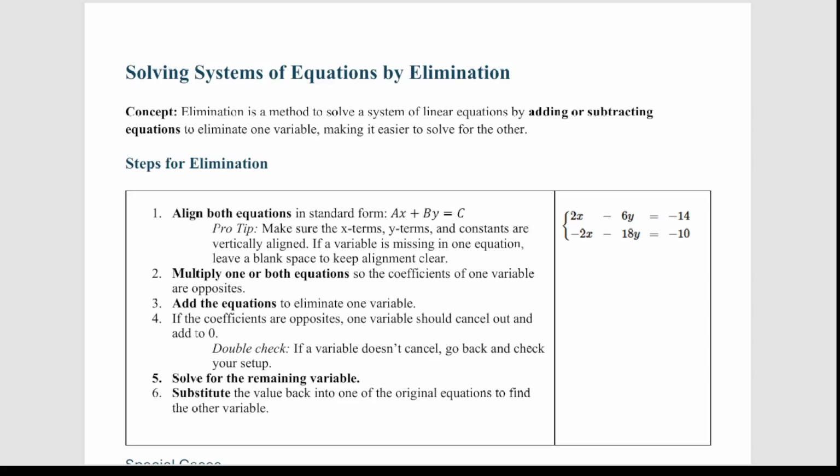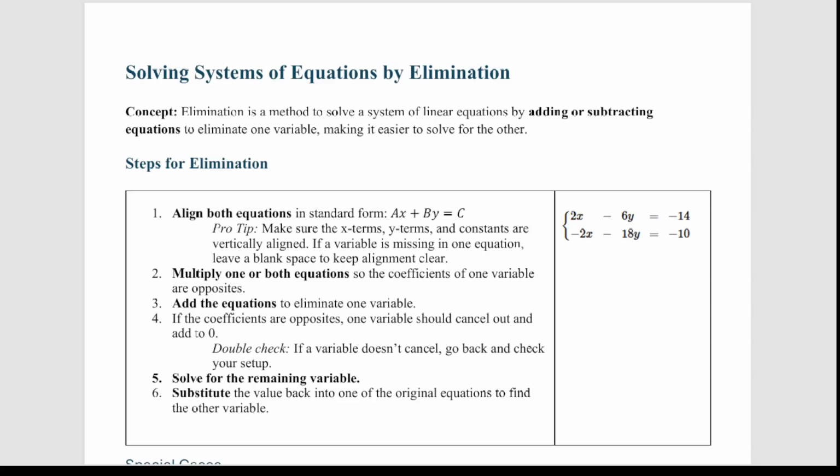So first things first, you want to align your equations straight on top of each other, just like we have here, so that all of the x's are straight on top of each other, all the y's are straight on top of each other, equals all of the constants straight on top of each other. And if for whatever reason one of the equations is missing a variable, just leave a blank open space or write down 0 of that variable there, because you want to make it crystal clear what goes where in your equations, kind of like lining up your place values.